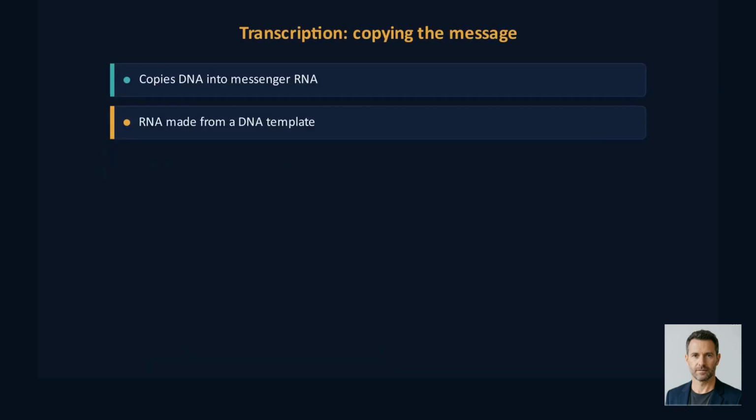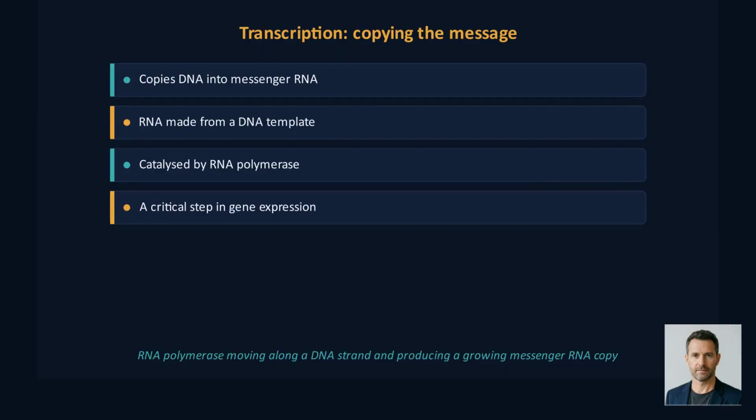How does the information in DNA actually get used? The first step is transcription. Transcription is the process of copying DNA into messenger RNA, synthesizing an RNA molecule from a DNA template. The reaction is catalyzed by an enzyme called RNA polymerase, which reads the DNA and builds the matching messenger RNA. This is a critical step in gene expression, because it takes the instructions locked safely inside DNA and produces a portable working copy that the cell can act on.